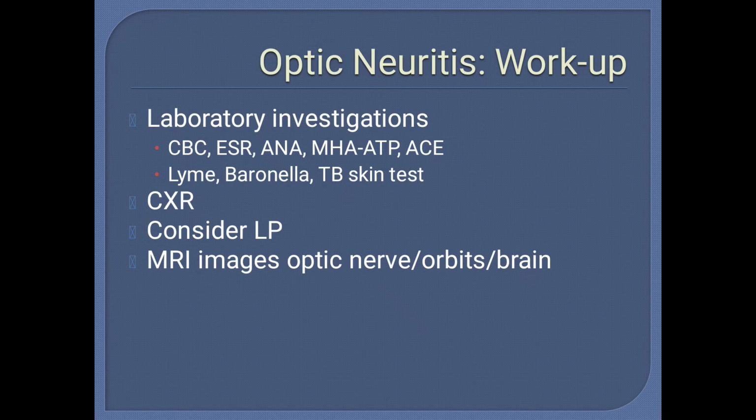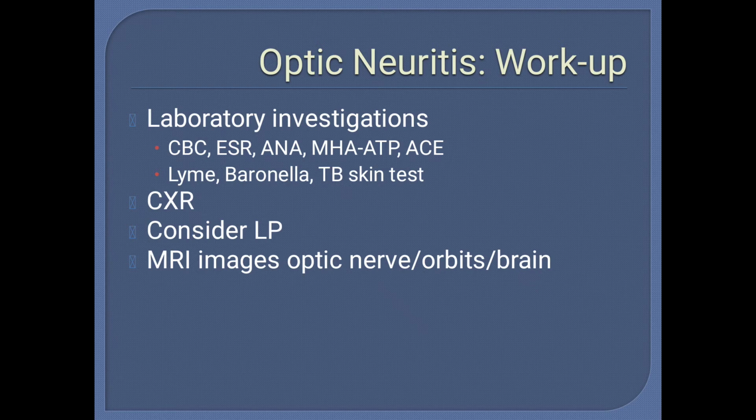Basically, we should do some laboratory investigations like CBC and ESR. ESR will be raised if it is because of some inflammation. Then we can also do ANA and ACE to rule out autoimmune diseases. Then we can rule out Lyme disease or Bartonella infection, and we can also do a TB skin test. A chest X-ray will also help us note whether there is an infection in the chest.